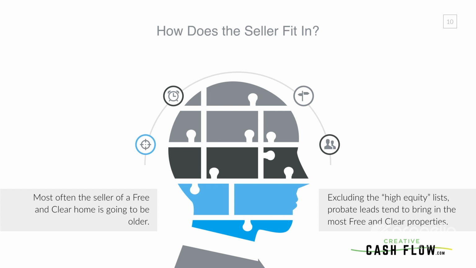So that example was, hey, if we owned this property free and clear, how do we sell it with owner financing? But we also have to fit our seller in there somehow, right? Like, what if the seller owns it free and clear? Well, free and clear sellers most often are going to be older sellers. Most often, somebody that owns their house free and clear is going to be above the age of 60. That's what I've run into, at least anecdotally.